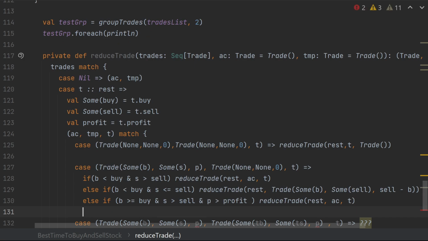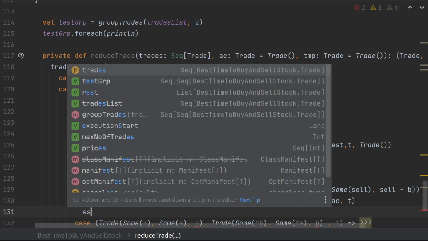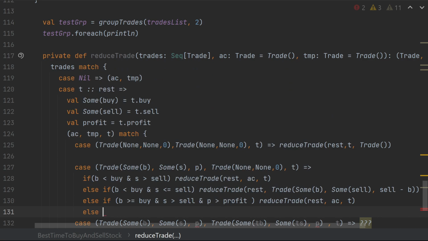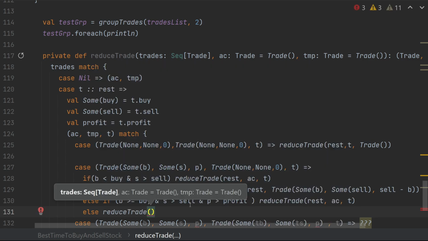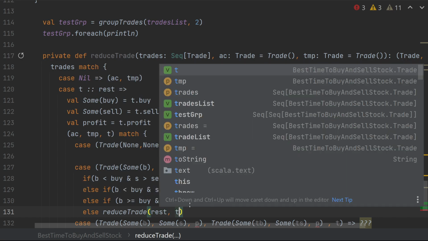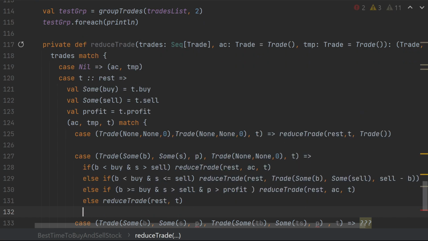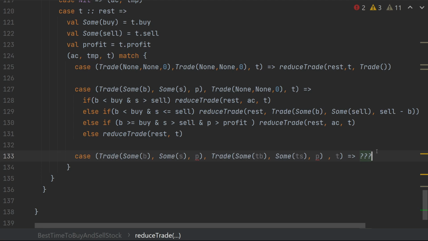All right, now the last possibility, if this profit is not greater than the incoming profit, so we will just turn the case. So that case will turn as it will be rest, and it will be a new trade. All right, now let's go to the next possibility.